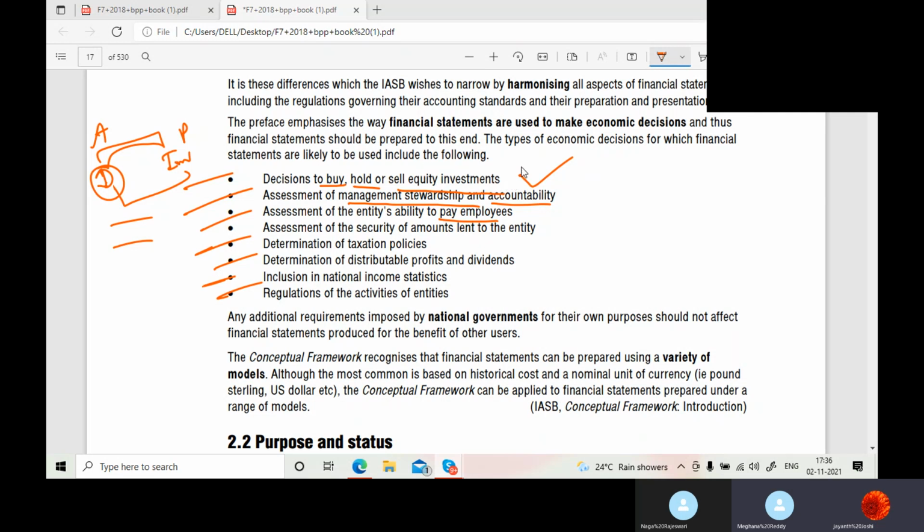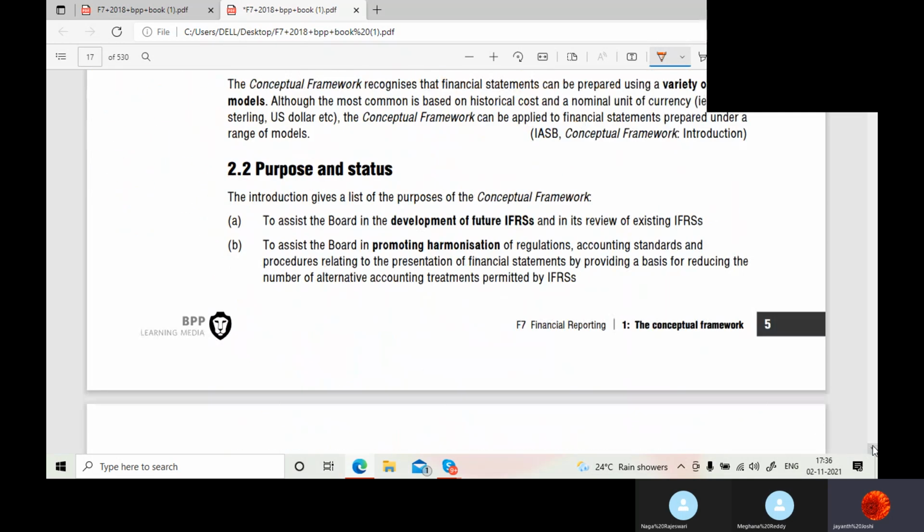Now, assessment of the security of amounts lent to the entity. If the company's balance sheet or income statement is seen and they are in profits, the employees can be paid timely, and there wouldn't be any kind of delay in the payments. Dividends can be paid, tax can be paid. All these things we discussed already, almost all.